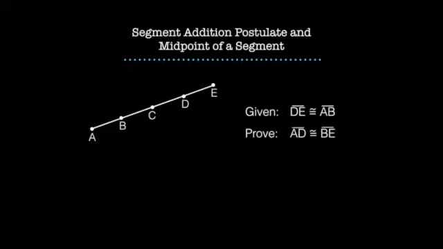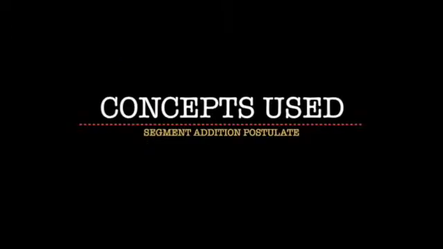Today we are discussing segment addition postulate and midpoint of a segment. The segment below has points A, B, C, D, and E. With that, we are given that segment DE is congruent to segment AB, so we are to prove that segment AD is equal to BE.